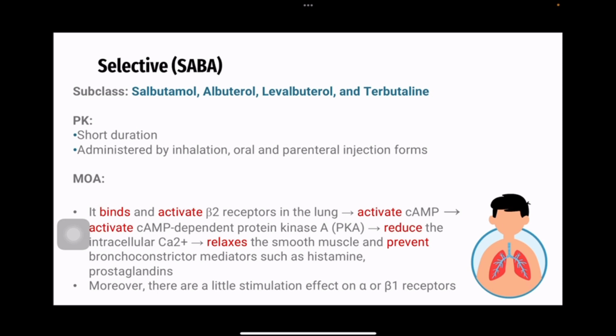The mechanism of action: the first mechanism, it binds and activates the beta-2 receptor in the lung, which activates cyclic adenosine monophosphate. Then it activates the cyclic adenosine monophosphate dependent protein kinase that reduces intracellular calcium, and therefore relaxes the smooth muscle and prevents bronchoconstrictor mediators such as histamine, prostaglandin, and mast cells. Moreover, it has a little stimulation on the alpha or beta-1 receptors.